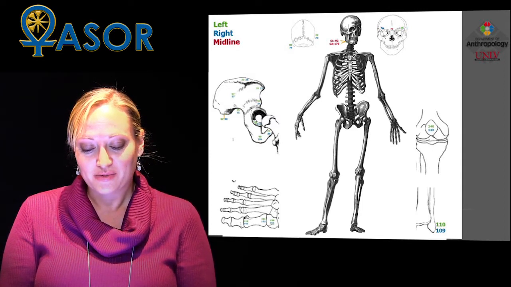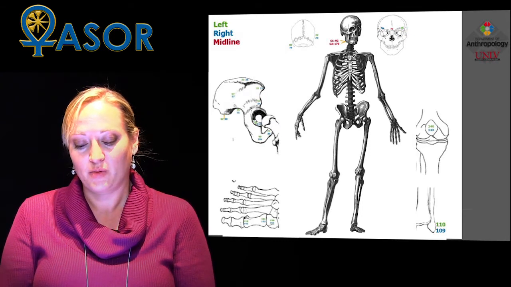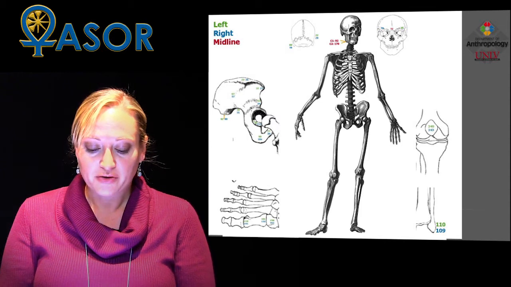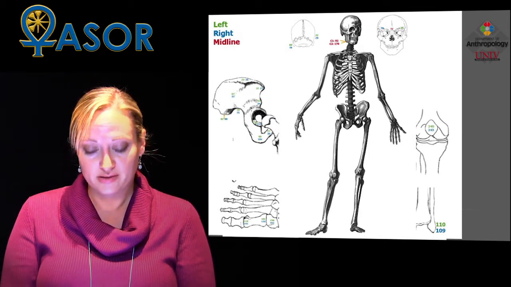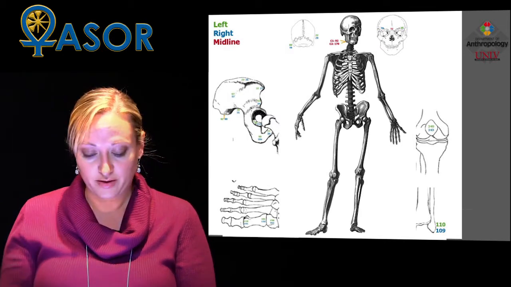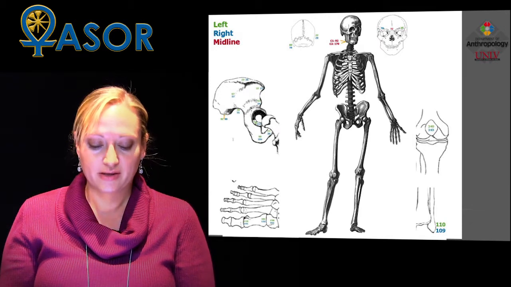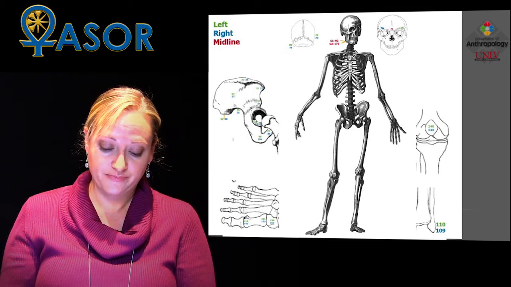The element with the highest MNI is the talus, with a minimum of 278 individuals, and again these are just the adults. And the cranial MNI is 72 based on the glabella, or this part right there on the forehead. So then the next few slides will actually break things down by sex and by age.